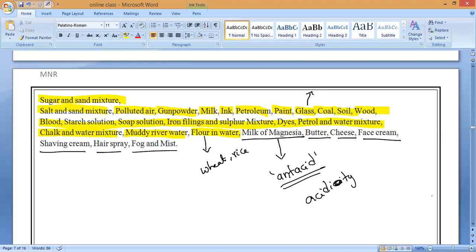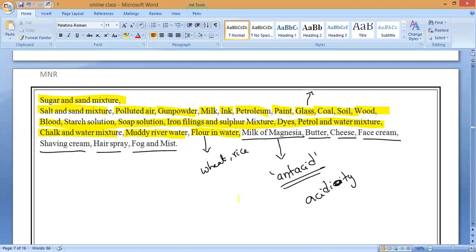Because wood is not a pure substance, it is a mixture of cellulose, hemicellulose, lignin. Somewhere lignin is present, somewhere xylem, somewhere phloem fibers. Somewhere more carbon, made up of carbon and oxygen. That is why it is called a mixture. Is it okay, everybody? Please respond. And also see, milk of magnesia, butter, face cream, cheese, everything we call a heterogeneous mixture only.